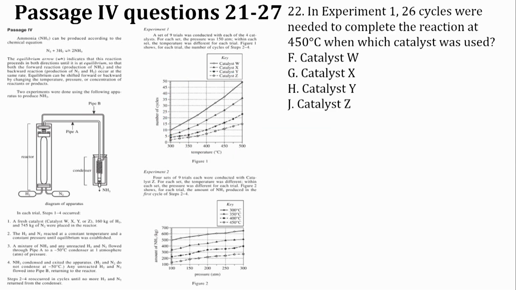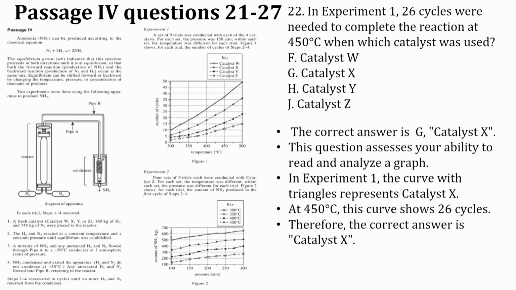All right, here's the next one. 22 says, in experiment 1, 26 cycles were needed to complete the reaction at 450 degrees Celsius when which catalyst was used? The correct answer here is G, catalyst X. This question assesses your ability to read and analyze a graph. In experiment 1, the curve with triangles represents catalyst X. At 450 degrees Celsius, this curve shows 26 cycles. Therefore, the correct answer is catalyst X.